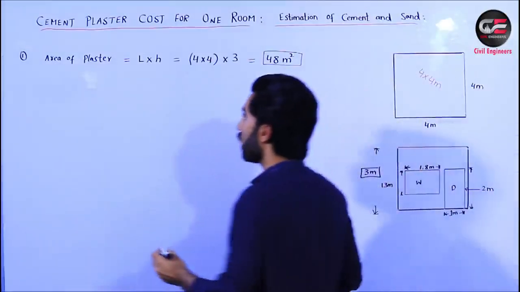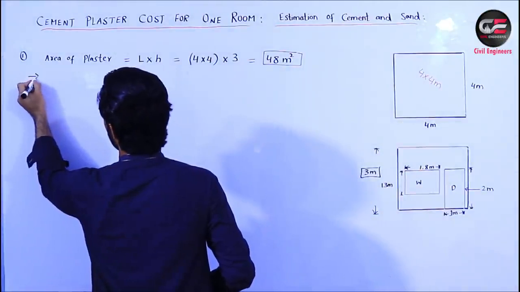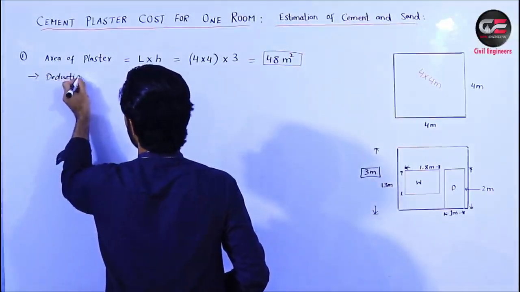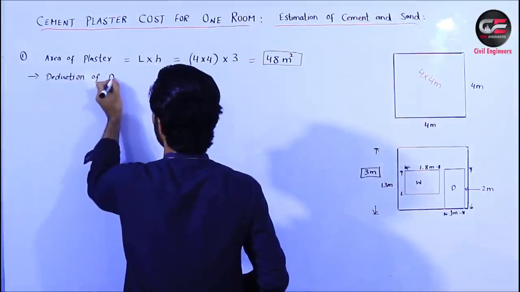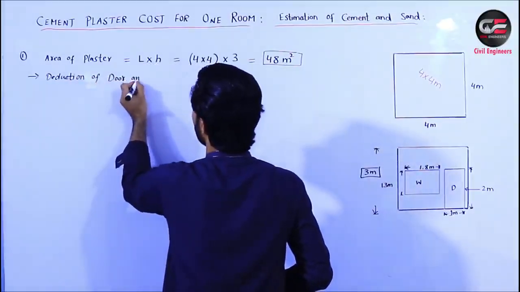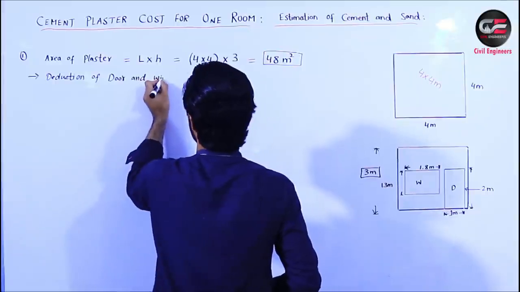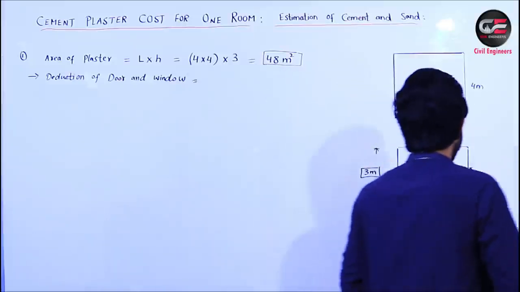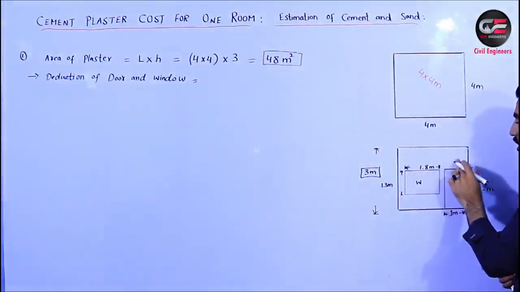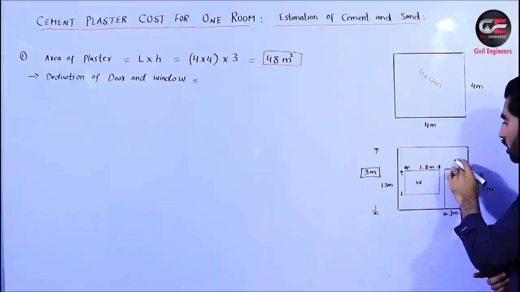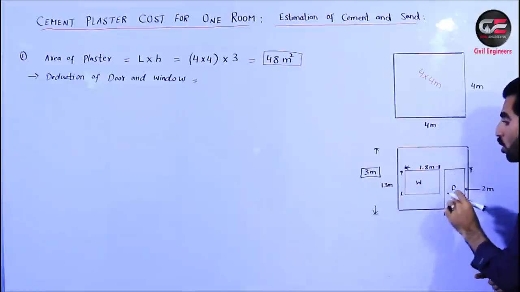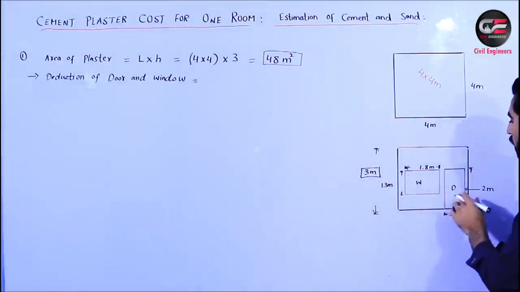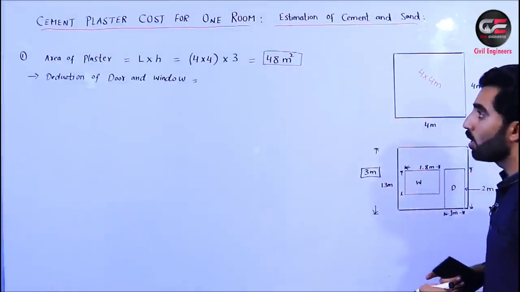Now we will deduct. Okay, so the second point is the deduction of door and window. If you need ventilation above the window and above the door, you can calculate that, but I don't need it. If you need it, you can also calculate that. So now I will deduct window and door.